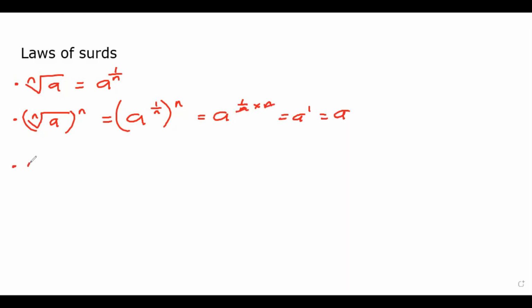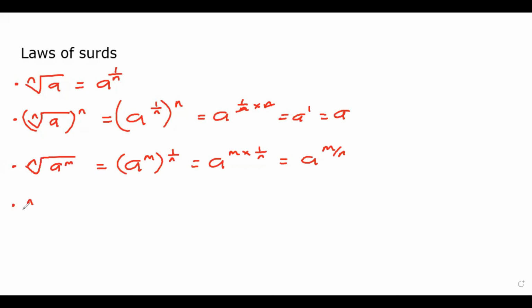Likewise, if you had n root of a to the m, it would be a to the m raised to the 1 over n. So that would be a to the m times 1 over n. You'd have a to the m over n.